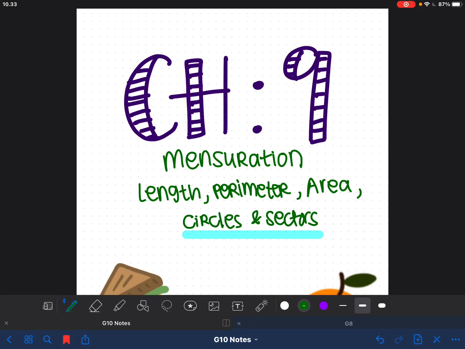Hey, grade 10. So today we'll talk about chapter 9, mensuration, length, perimeter, area, circles, and sectors. So we've talked about perimeter and area since maybe the 4th grade, and today we'll just review some of those, and we'll introduce you to circles and sectors at the end there.